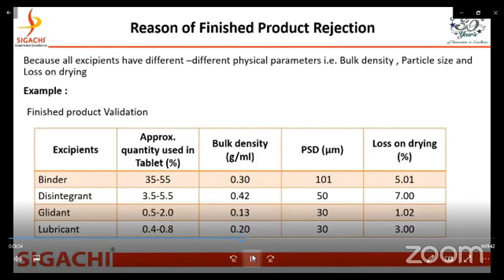Reason for finished product rejection. Because all excipients have different physical parameters, it affects the final tablets. The table indicates that if you validate the process on the given parameter, then it is not possible that you get the content of the same parameter every time.